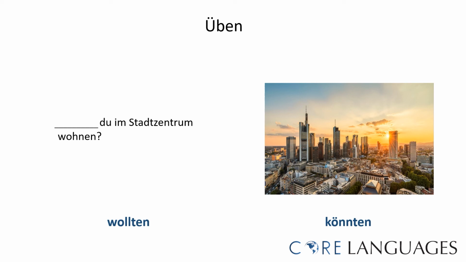Du im Stadtzentrum wohnen. The correct sentence is, wolltest du im Stadtzentrum wohnen? Would you want to live in the city center? This sentence could also mean, did you want to live in the city center? Because the conjugation of wollen in the simple past is also wollten.